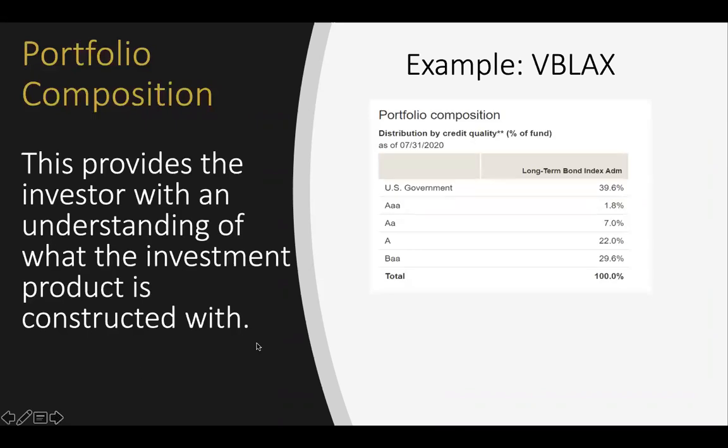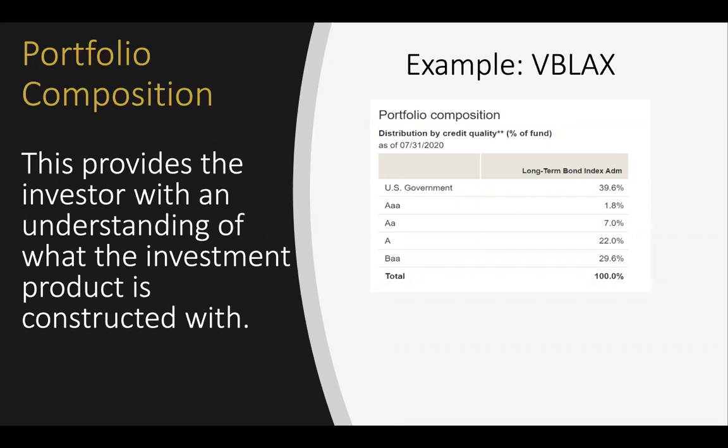So now we have portfolio composition. We understand what the objective is. We understand the level of risk we're dealing with. Now we want to understand what's within this account, or what's within this investment fund. In our example here, VBLAX, we're going to look at this summary, of the total 100%, what type of bonds are in here.